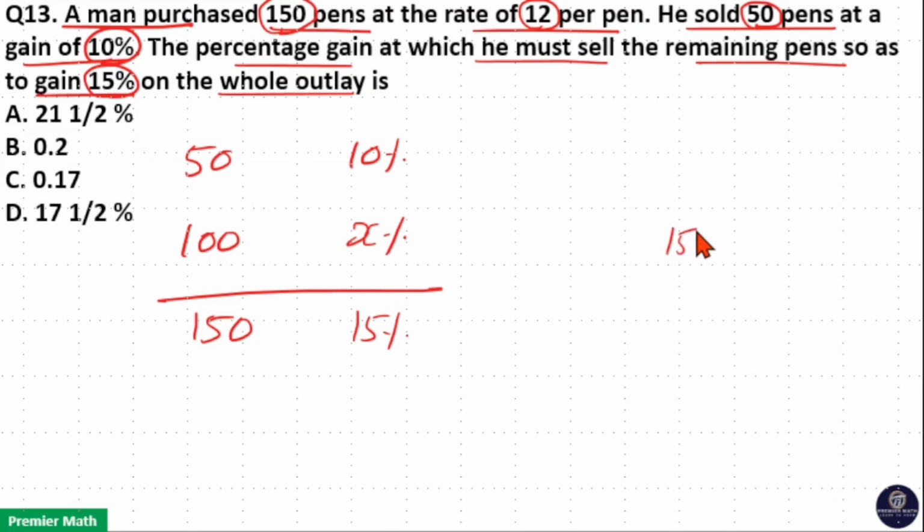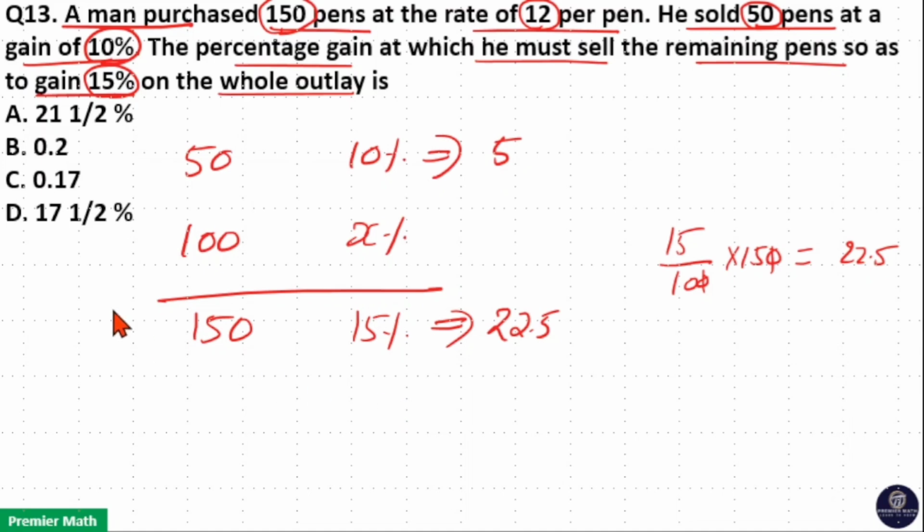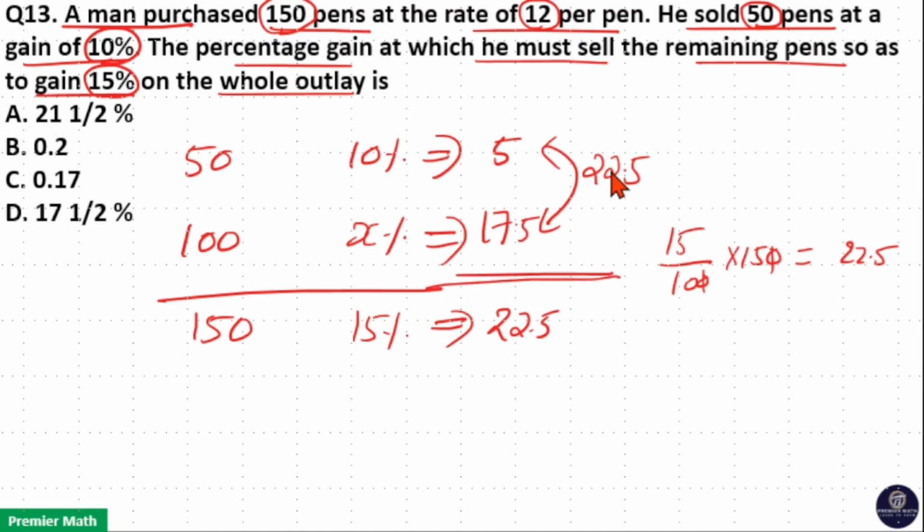Now 15% of 150 is equal to 22.5. So the value is 22.5. Now 10% of 50 is 5. So the value here is 5. Now X percentage of 100 should be 22.5 minus 5, that is 17.5, because these two should form the value 22.5.